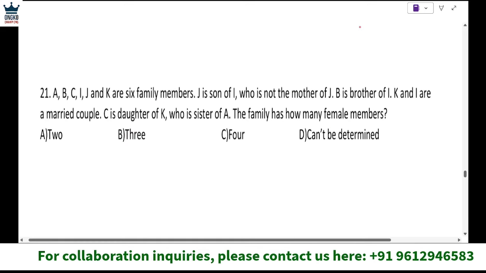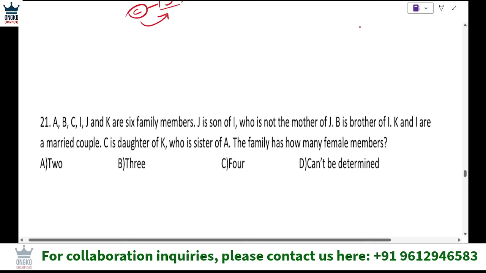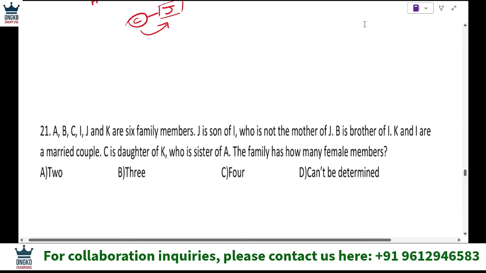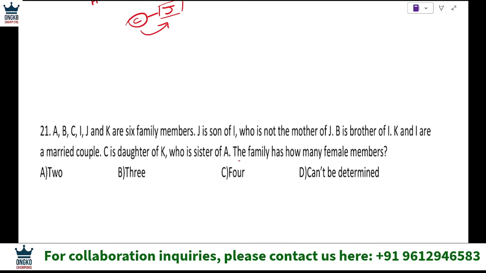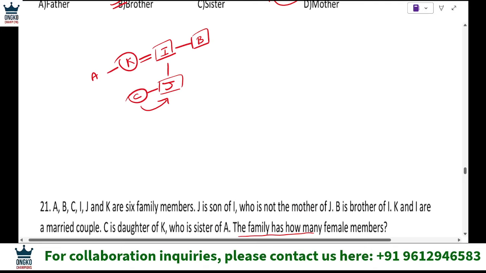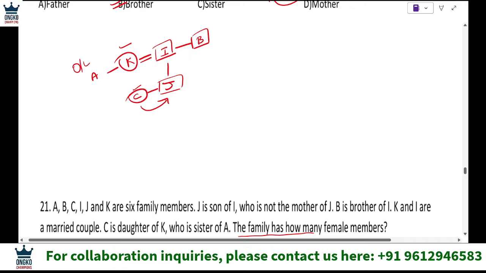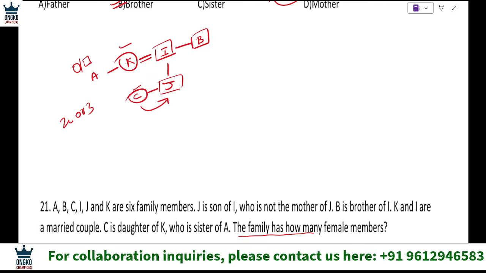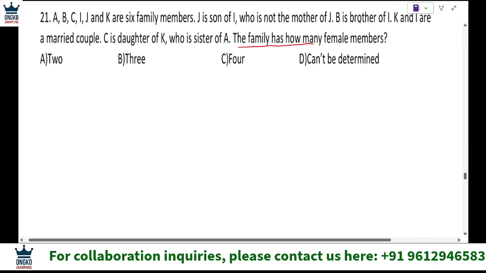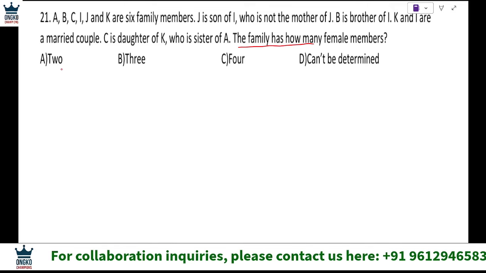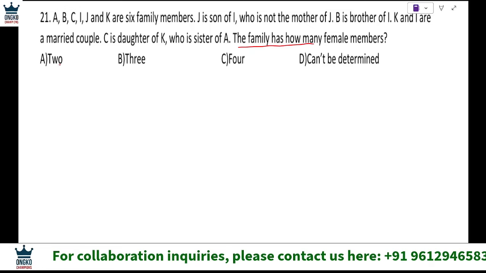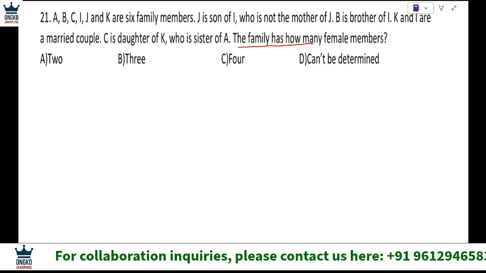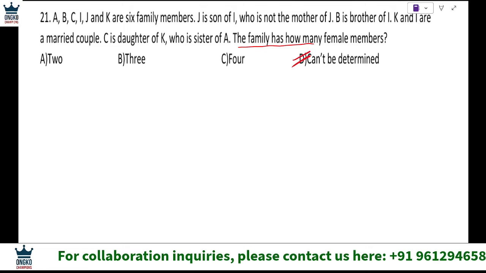Question number 20. So 20 is the same. 21 and 20 are the same question as before, just the last one. The family has how many female members? Female members. So 1 is there, 2 is there. But this can be male also, this can be female also. We never know. So it's either 2 or 3. But there is no option for 2 or 3. Yes, either 2 or 3, but it can be 2 also, it can be 3 also. So answer is, can't be determined.